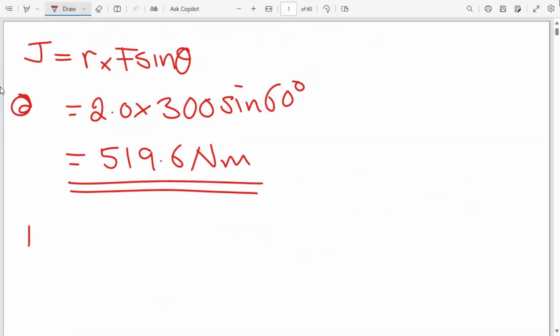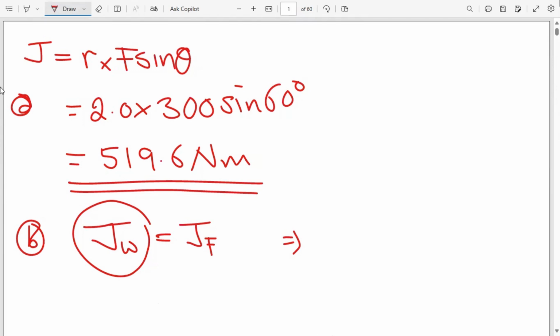This is part B. In part B, the torque by the wedge should be equal to the torque by the applied force. And this is going to be equal to what? We already know the formula for calculating torque. The torque as a result of the wedge will be equal to F, the magnitude of the force, multiplied by the distance from the pivot. We've already been given the distance, which is 1.5 meters. This will be equal to the torque by the applied force.